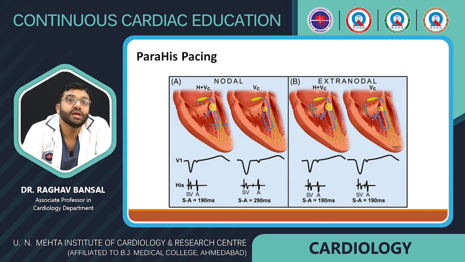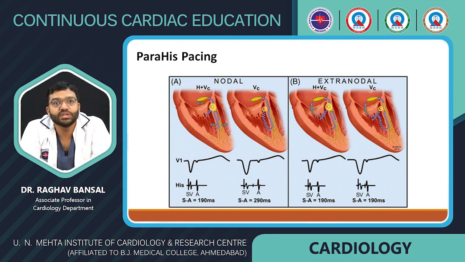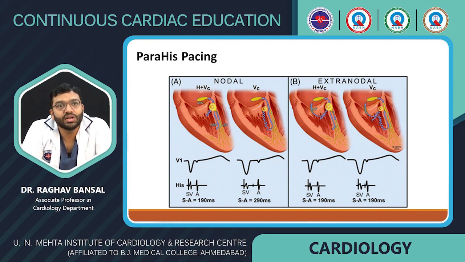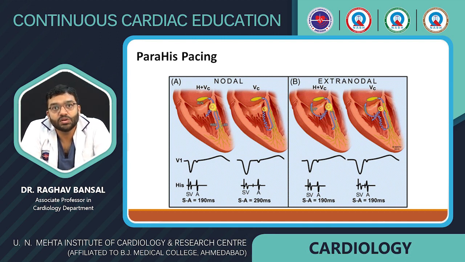The stimulus to atrial interval is measured from the stimulus to the atrial activation on the His channel. On the nodal response, the SA interval changes. It was 190 milliseconds in this example when the QRS was narrow and 290 milliseconds when the QRS was broad. This is called a nodal response, which means there is absence of an accessory pathway, while in an extranodal response an accessory pathway is present.